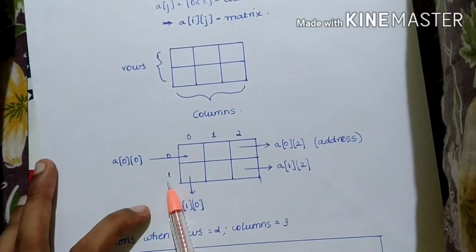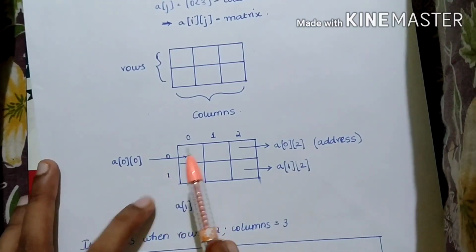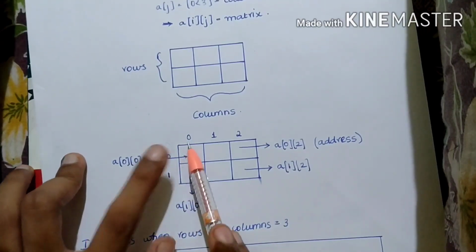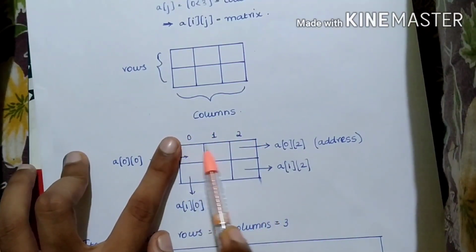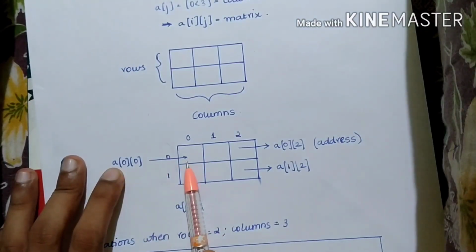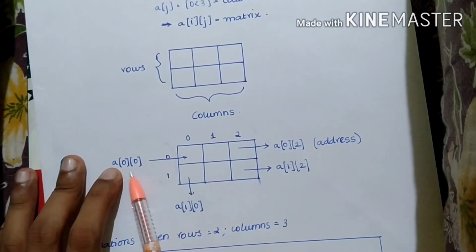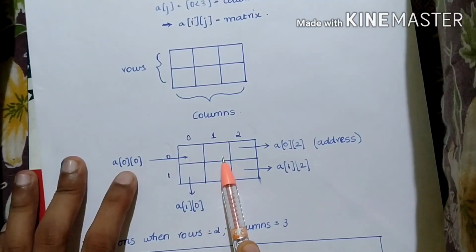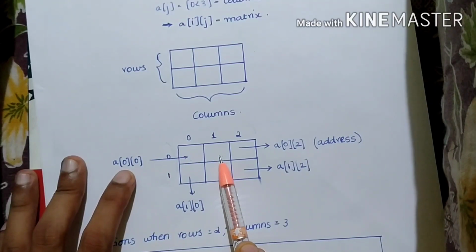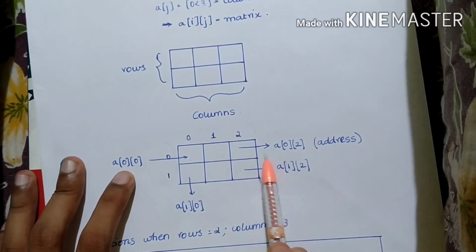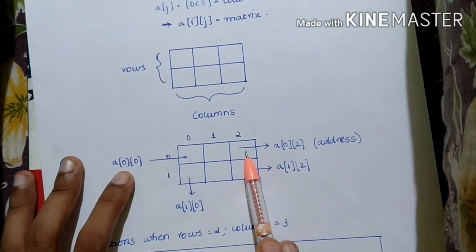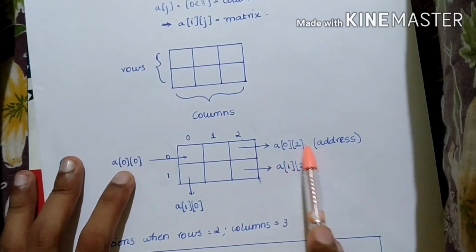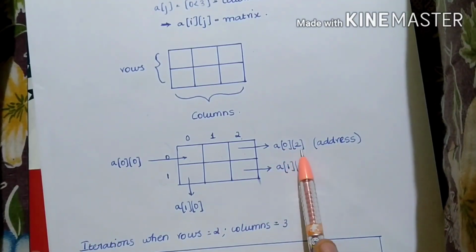So we'll give a for loop for these 2 rows. That means a for loop will iterate for rows and another for loop will iterate for columns. So this particular box will be stored in A of 0th row and 0th column, and this particular box will be stored in A of 0th row and 1st column. Similarly, the third one, A of 0th row and 2nd column. This is the address where we need to store the value which we enter dynamically.